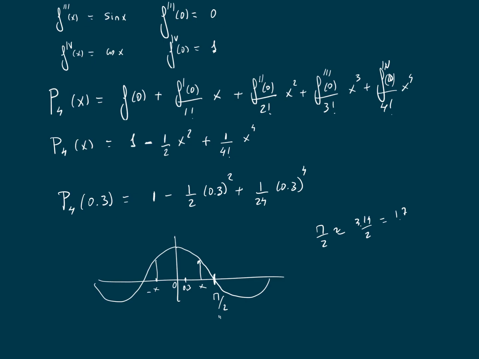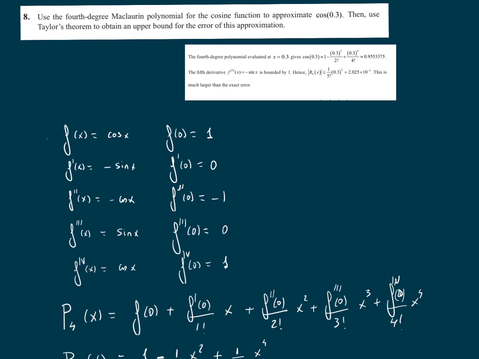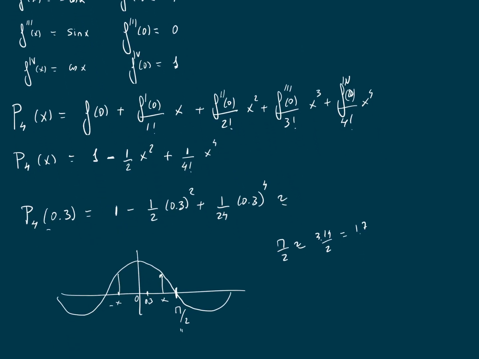I want to find the value of the polynomial at 0.3. The value of the function is cosine of 0.3, but I don't know how much cosine of 0.3 is. I want to estimate the value of the polynomial at 0.3. It will be 1 minus 1 half 0.3 squared, plus 1 over 24 times 0.3 to the 4. And this is approximately 0.9555. So the value of the polynomial, not of the function, is almost the value of the function, but there is an error.